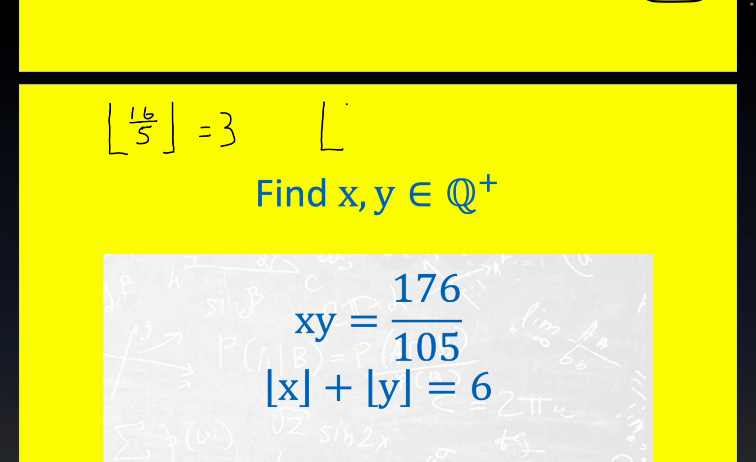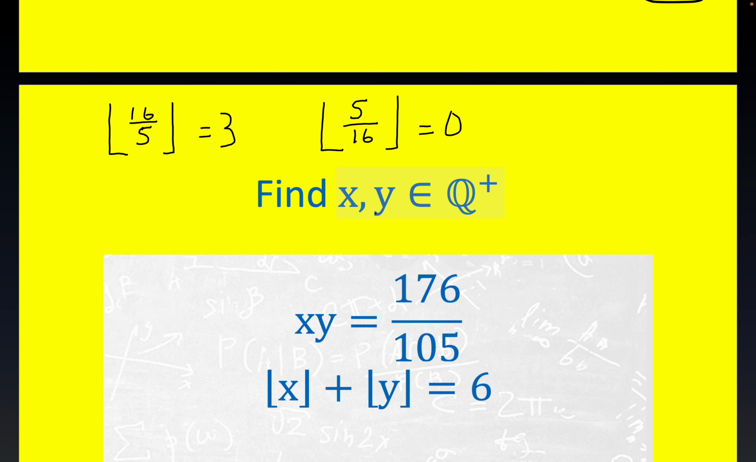I could pick any proper fraction, but notice that if we do the floor of the reciprocal here, this has to be equal to 0, because 0 is an integer and it's the greatest integer that is less than 5 over 16. Again, this floor function is modern terminology, but the square bracket symbol used to be called the greatest integer function.